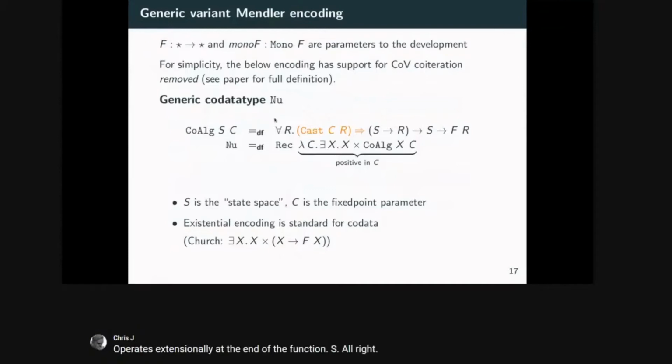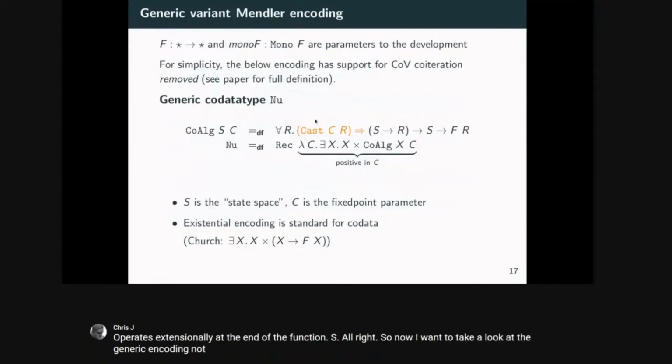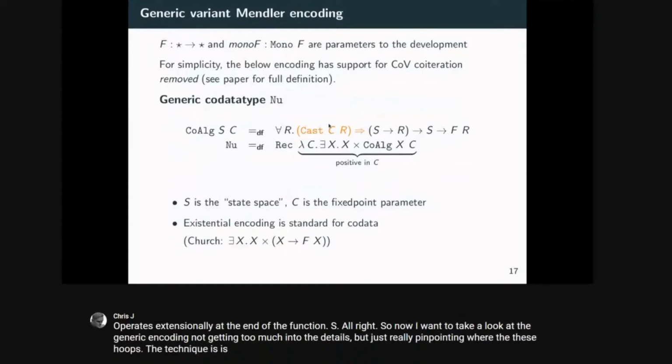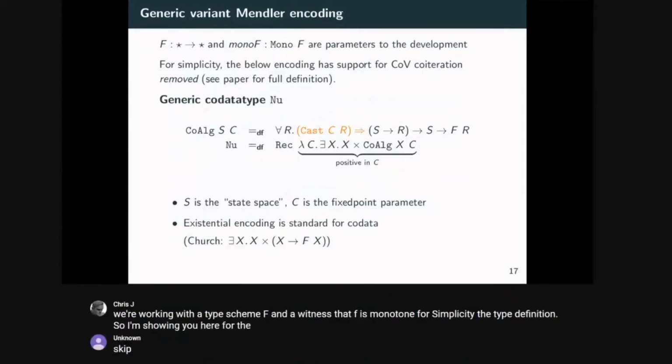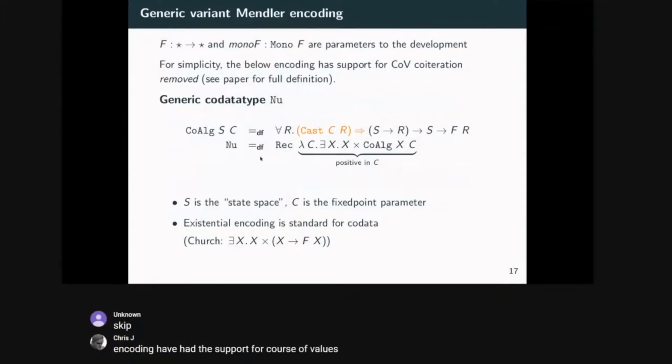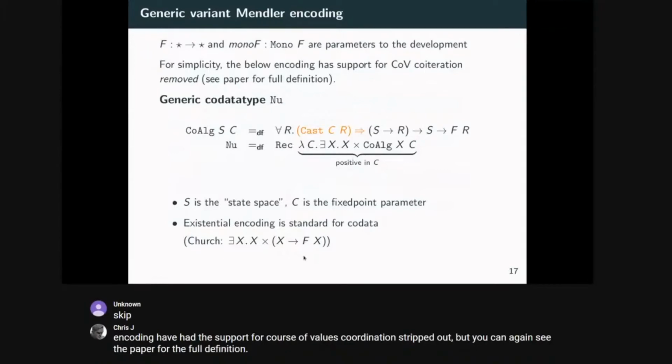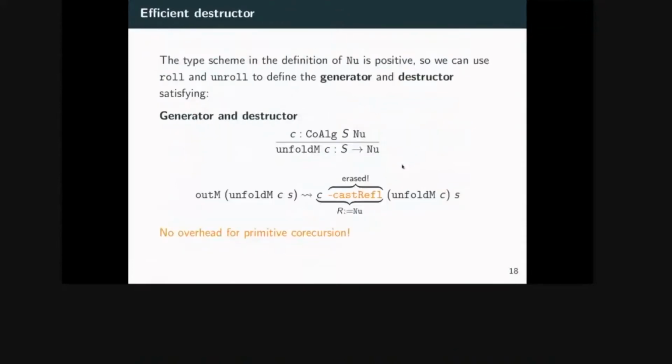This is still a polymorphic function quantifying over type arguments R. Before, we had a function of type stream A to R when we were looking at streams. Now we're talking about an inclusion of the codata type into R that is given as an erased argument. So again, proof irrelevant. Then we can define our codata type nu using recursive types and this existential encoding. If you have not seen this before, this is a standard way of defining greatest fixed points in type theory impredicatively.